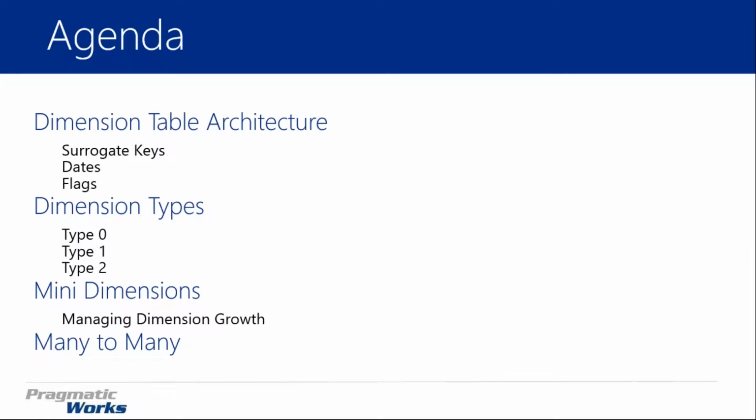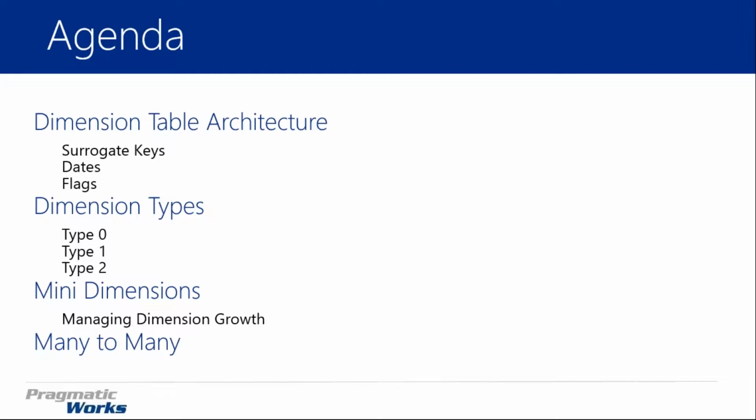The agenda for today is first we're going to talk about the overall architecture of a dimension table. What does that look like as we're designing that out? We're going to discuss surrogate keys. We're going to look at the dates: why do we have date attributes in our dimension tables? And then also flags. We're going to discuss the three main types of dimensions, so type 0, type 1, and type 2, the differences between those and when you want to use them.